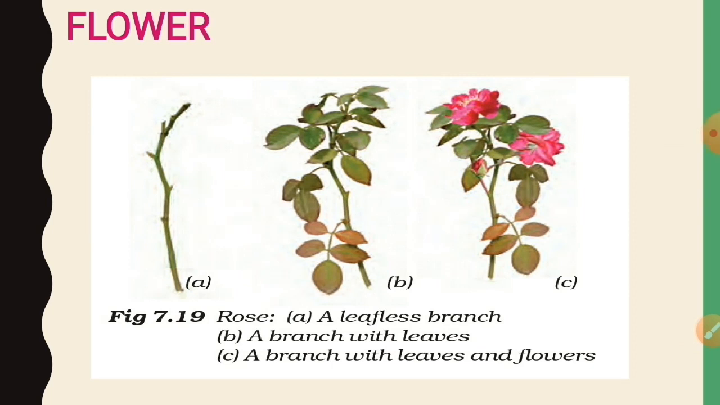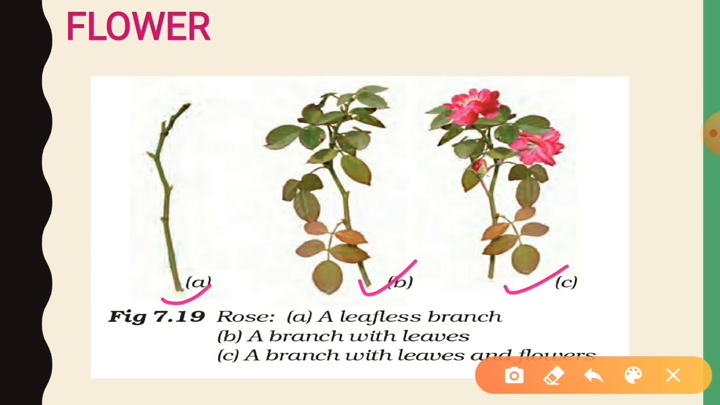First of all, here you can see three pictures A, B and C. Picture A is a leafless branch. Picture B is a branch with leaves and picture C is a branch with leaves and flowers. Out of these three pictures, which will help you best to recognize the plant? Is it A, B or C? Obviously, it's C. Now, in picture C, what was that which helped you to recognize this plant? It's flower. So, we will understand about it.